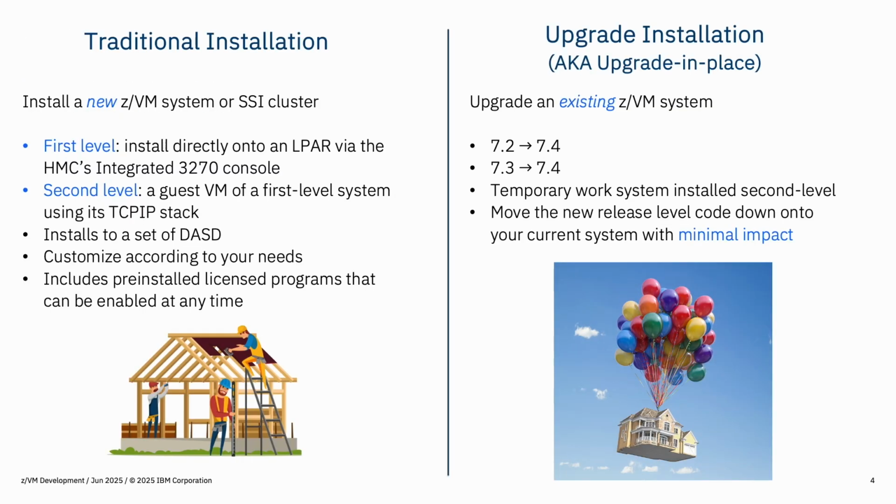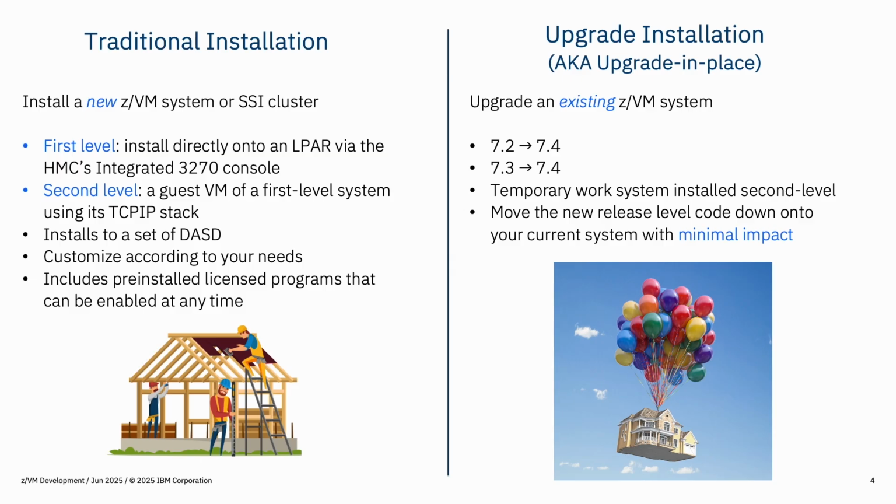So first, an overview. We'll be covering two different types of installation today. The first one is traditional installation, which installs a new ZVM system or SSI cluster where there was no system before. So this can be done on the first level, where you install directly onto an LPAR, or a logical partition, via the Hardware Management Console's integrated 3270 console. In other words, you're installing right onto the hardware, into a partition on the Z server or mainframe.